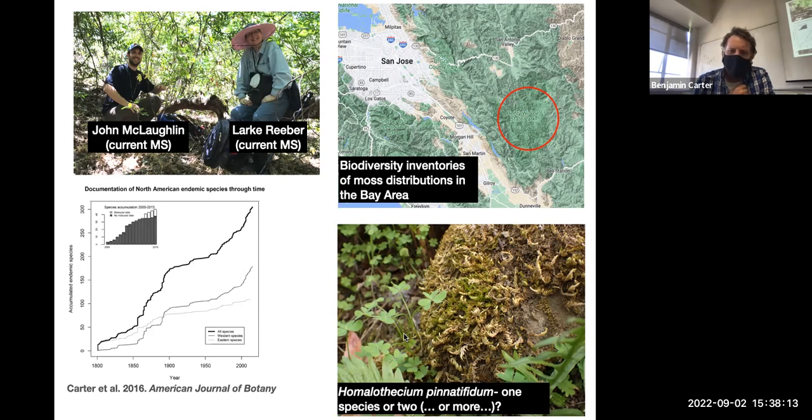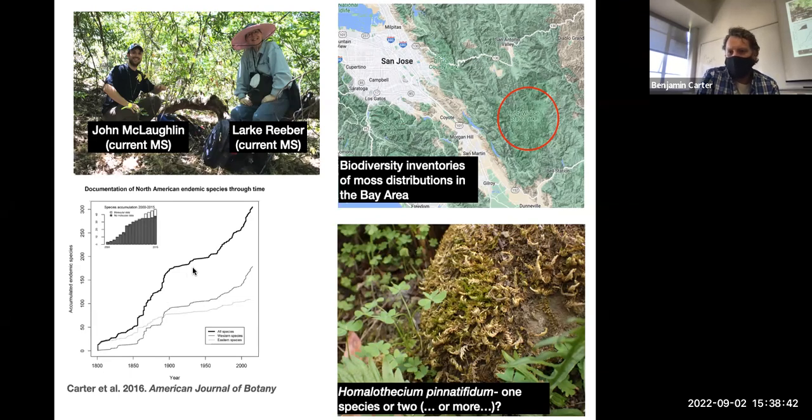So one of the things that we think is that we should be done with this process by now, right? It's 2020. This is one of my favorite figures I've ever published. And I'm gonna walk you through it. So here's the year 1800, and here's the year 2000. And this is just an accumulation of all the species of moss that have been described formally from North America.